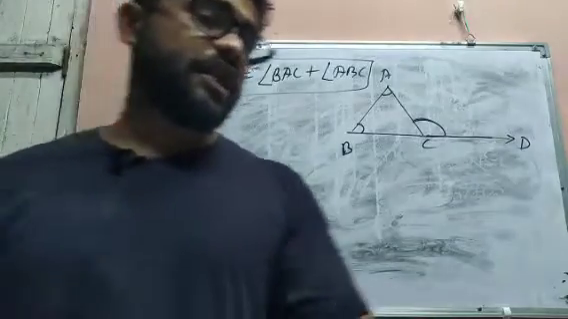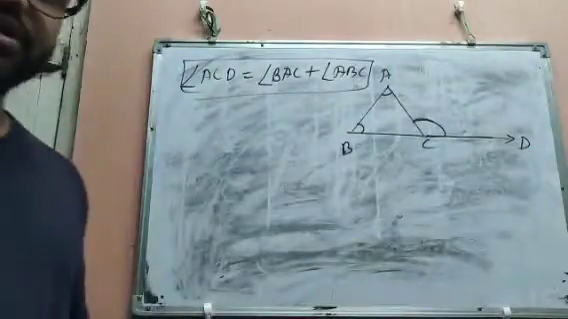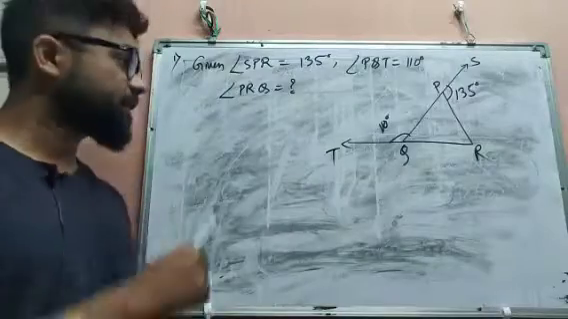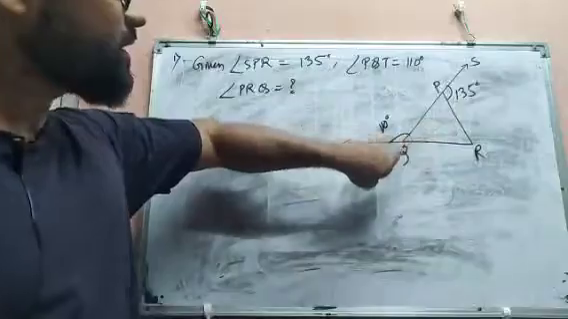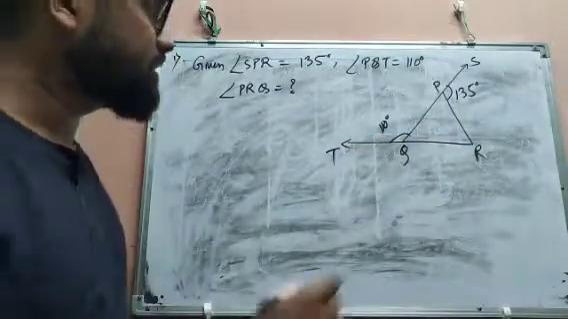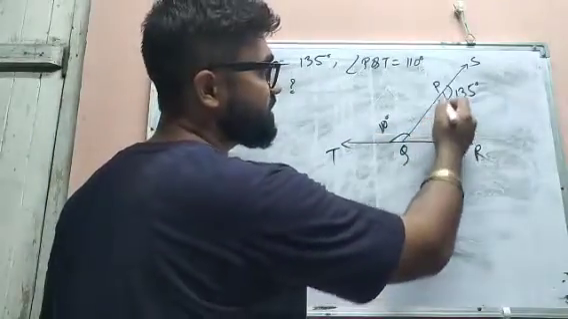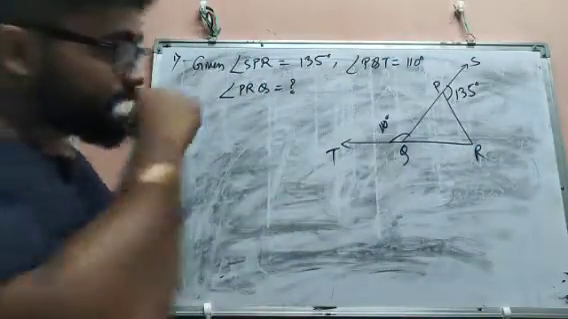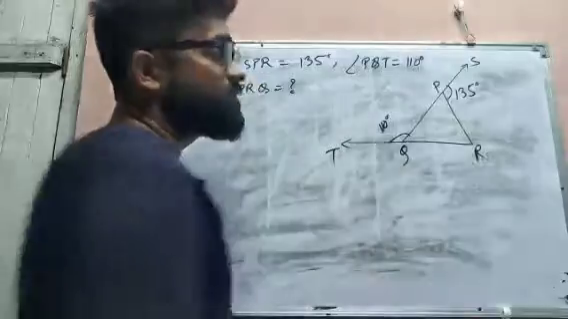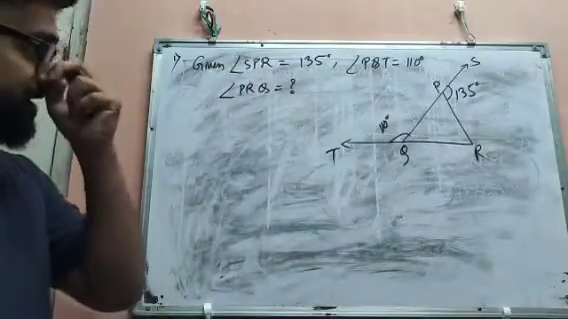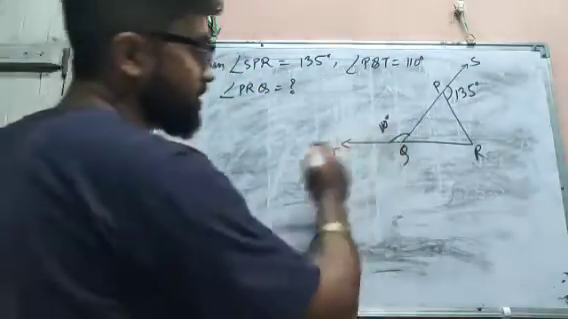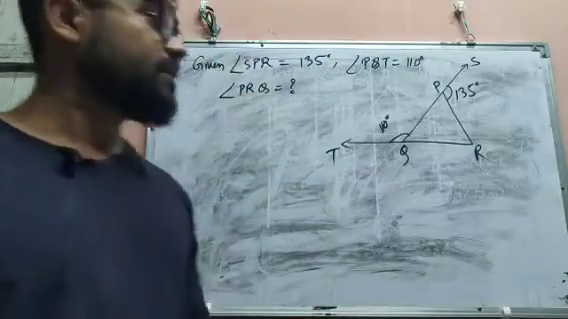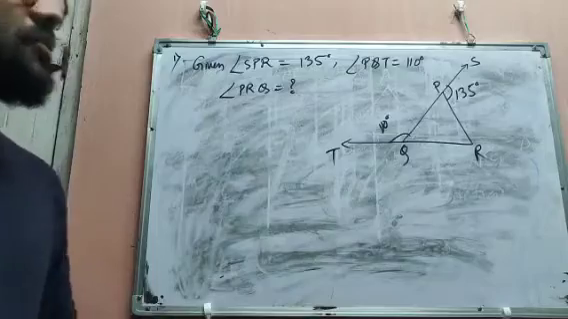Okay, so next, in exercise 6.3 we have given question number 1. See the diagram. What is given? PQR is a triangle. Okay, then QP is produced to S and QR is produced to T. Then angle SPR, which is the exterior angle, is given 135 degree. Then angle PQT, which is also an exterior angle, is given 110 degree. Now we are asked to find the value of angle PRQ.